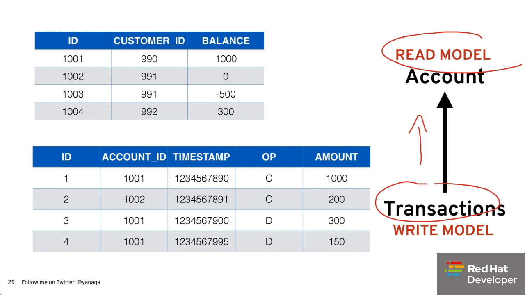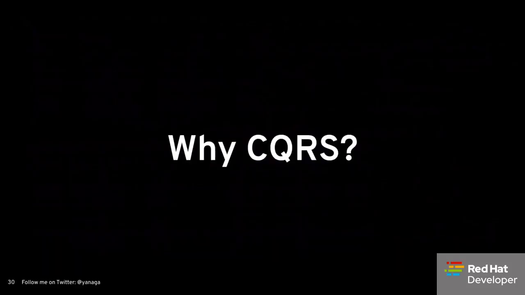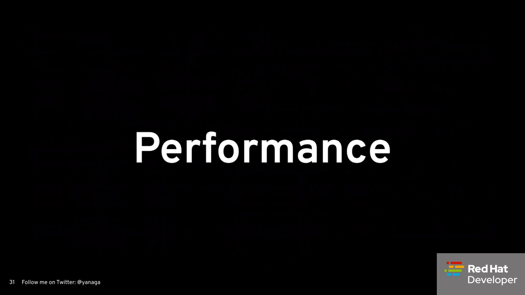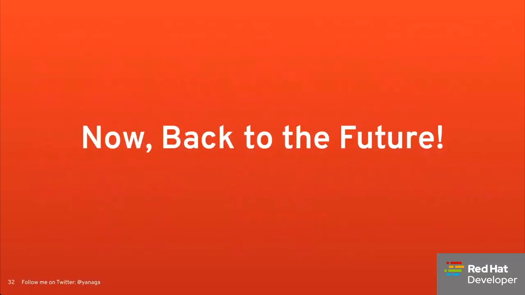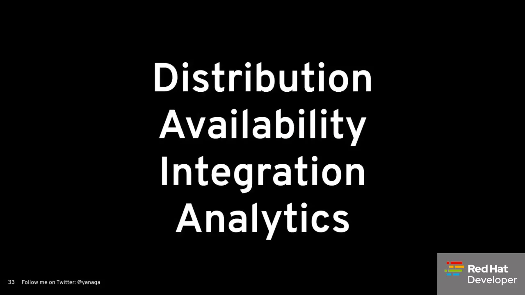example of event sourcing. Okay, so when we were discussing CQRS 15 years ago, it was used because of performance. But now that we are in 2020, we can find other usages for this CQRS pattern. So now let's go back to the future. Now we're in 2020 and we're using CQRS for distribution, availability, integration, and analytics. And how do we do that?